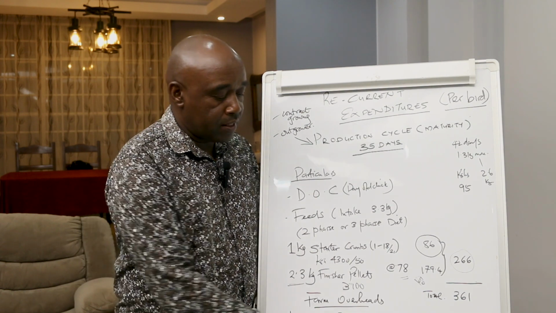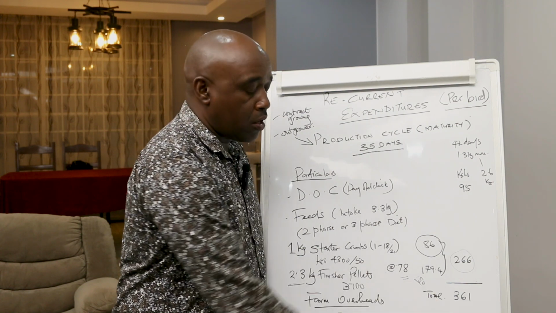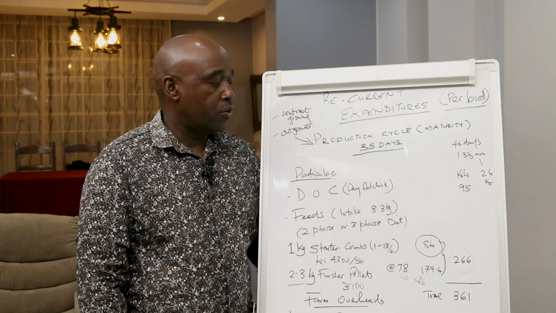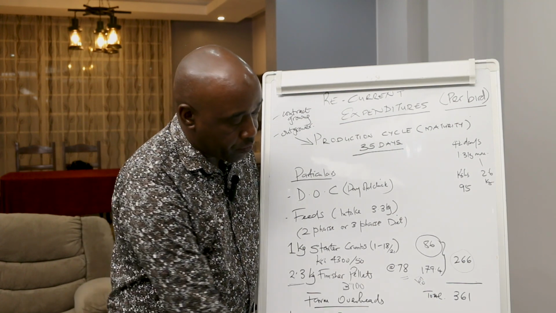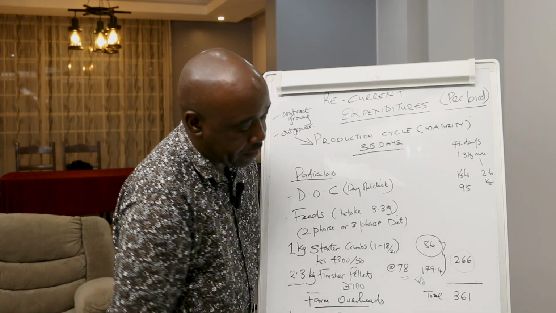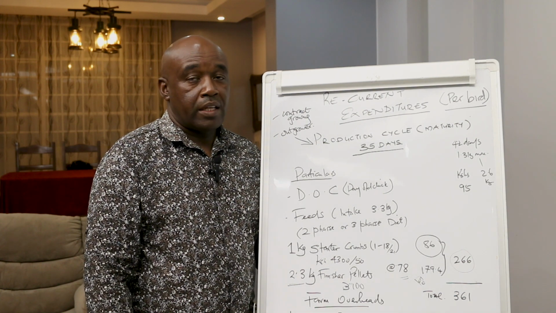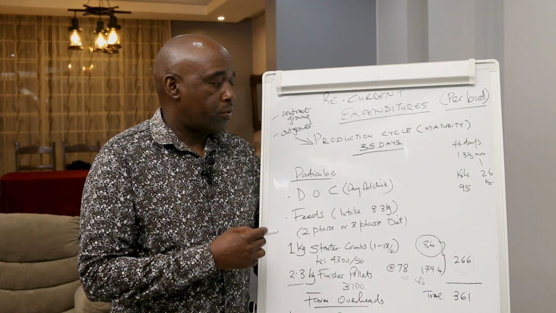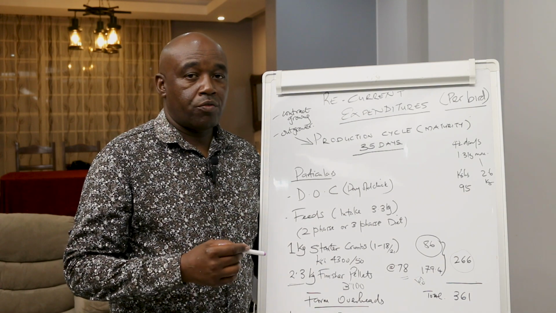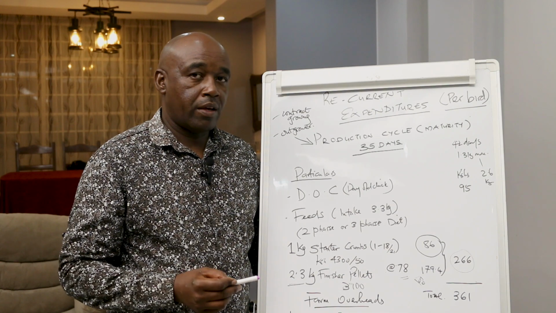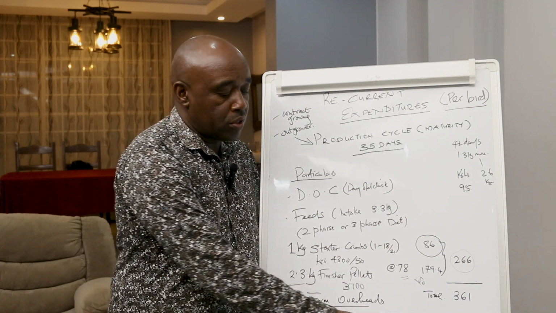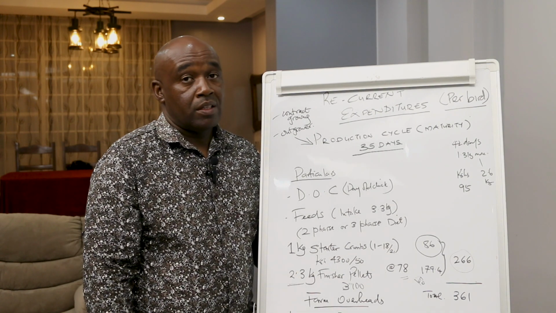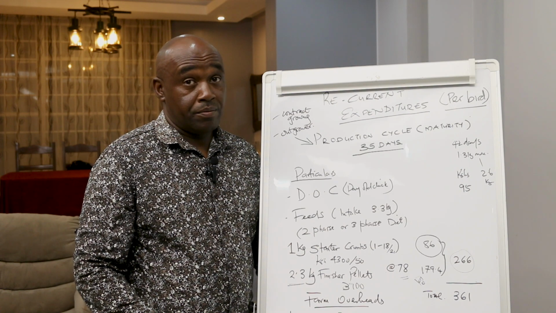So if we add this to our feed and day-old chick costs, we come up with a figure of about 388 Kenya shillings. So we can say for the production of a day-old chick from day 1 to day 35, each chick will use about 388 to be in the farm.